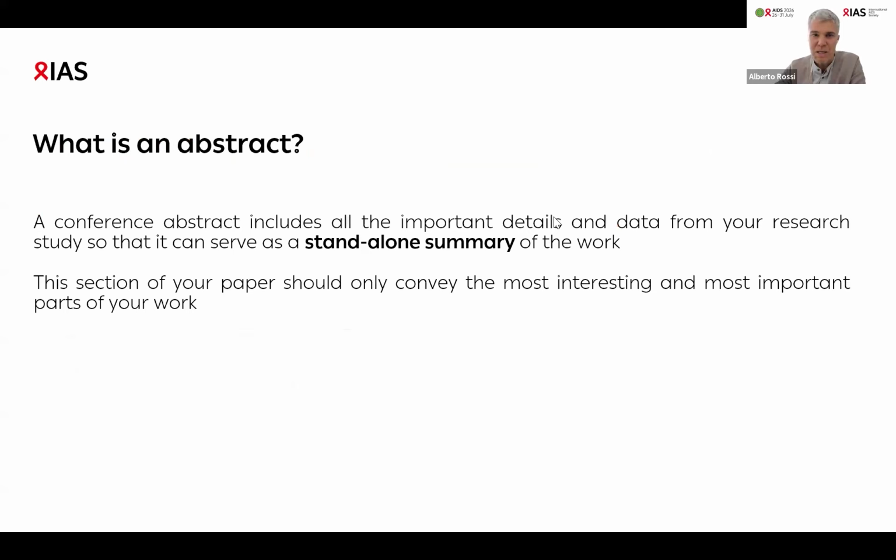So we're going to go into more detail about the overall idea of the abstract. It's important for you to understand that this is a standalone summary of your work, and the standalone part is key here. Of course, an abstract will not include all the details that you can provide in a full article, but it's important that the reader, by reading the abstract only, can understand the full story. Again, the details will be in the article, but in theory, the reader should not have to go to the full article to understand what your study was about. So of course, you need to shorten the full article, and that's why it's important for you to only include the most interesting and most important parts of your work.